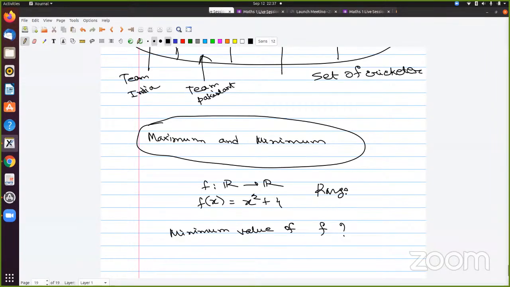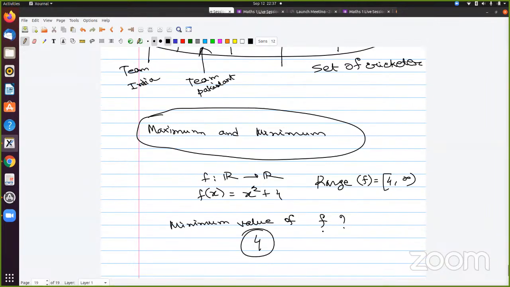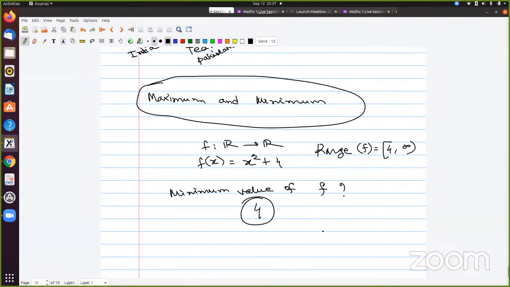So what will be the range of this function? Range of f is 4 to infinity, right? All real numbers which are greater than or equal to 4. So what is the minimum value of this function? 4. Should we consider range or codomain for maxima and minima, sir? Range, because you need the output. What is the minimum output? What is the maximum output? That is your question, right? So you need to consider range because range is dealing with the output. So what is the minimum number in the set? That is what we are asking. 4 is the minimum. Clear?